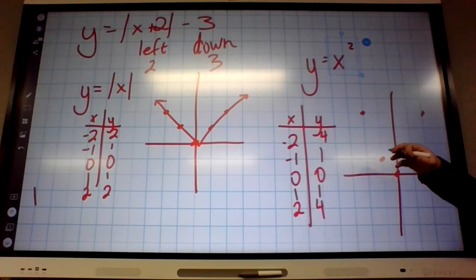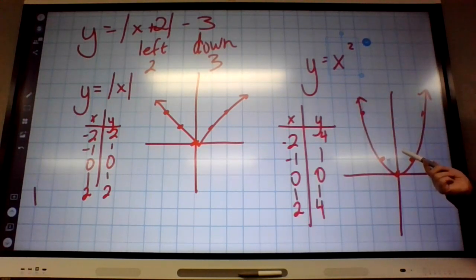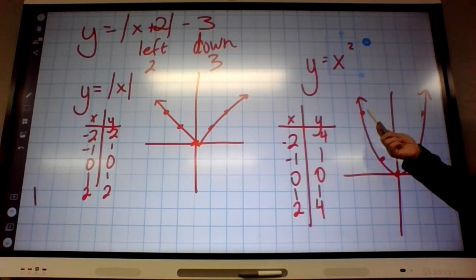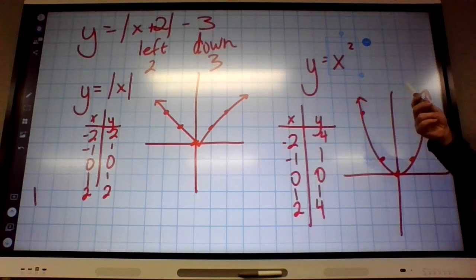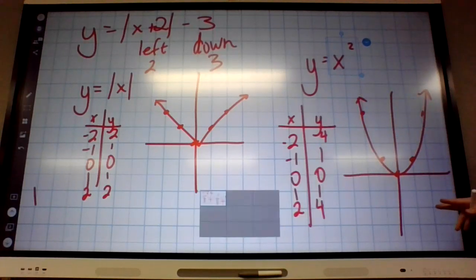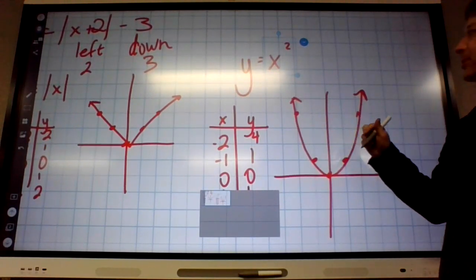When I go to graph these, it looks like this. You guys remember this shape? We did a couple of them once upon a time. This shape is called a parabola. Anytime you graph an x squared, it turns into a parabola. It's kind of like exponential growth going both directions.